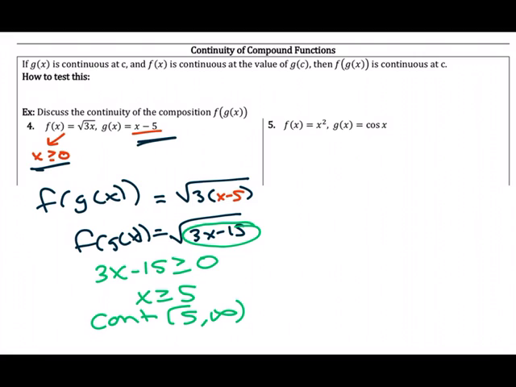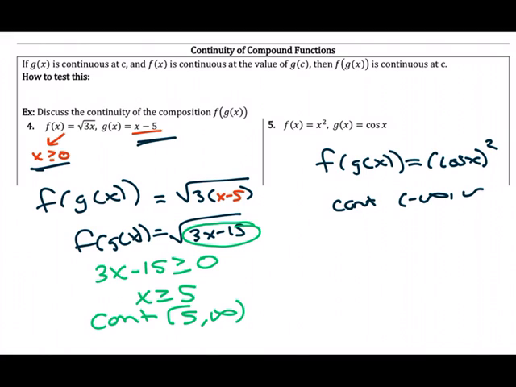All right, number 5, both f and g are continuous on all real numbers. So let's just jump into finding the composition of these functions. f of g of x would be cosine of x quantity squared. This is continuous everywhere because cosine is continuous everywhere. So this is continuous on the interval from negative infinity to infinity.